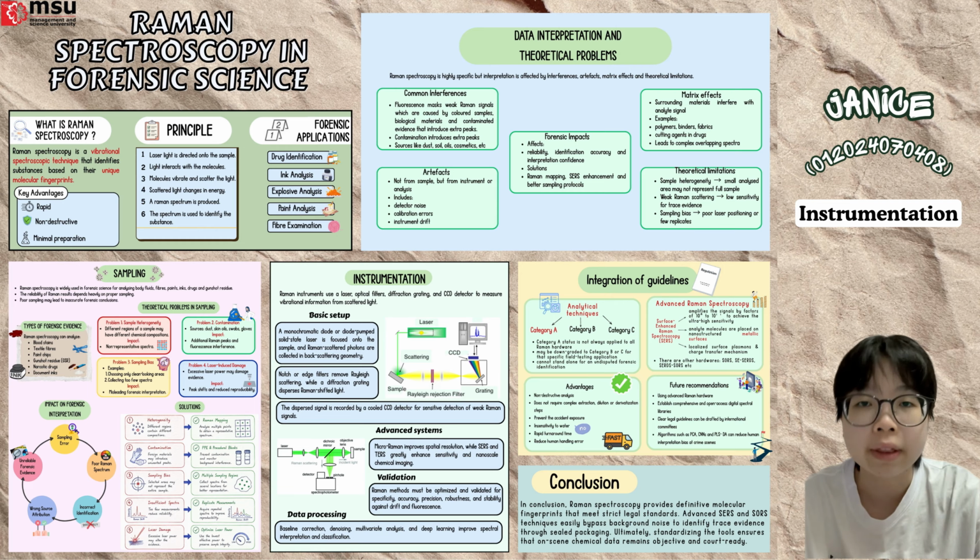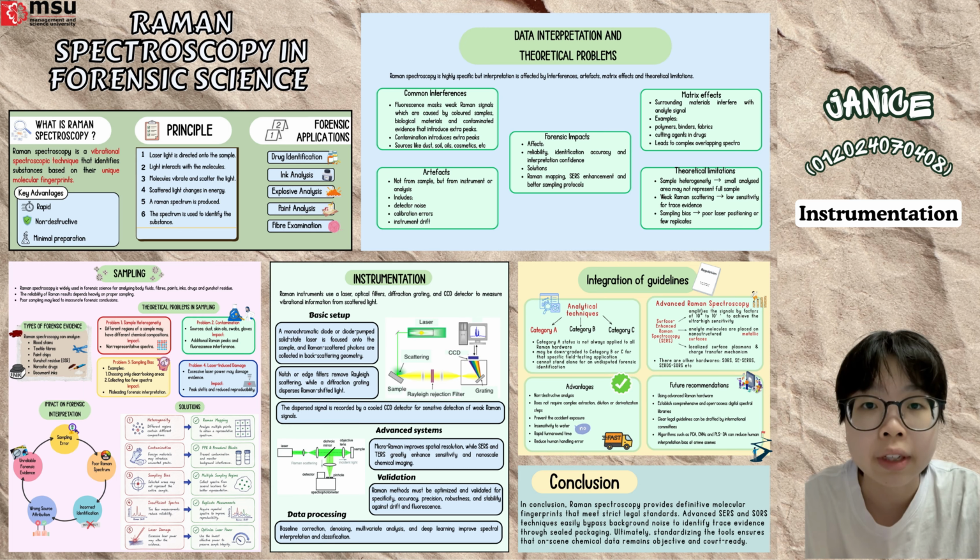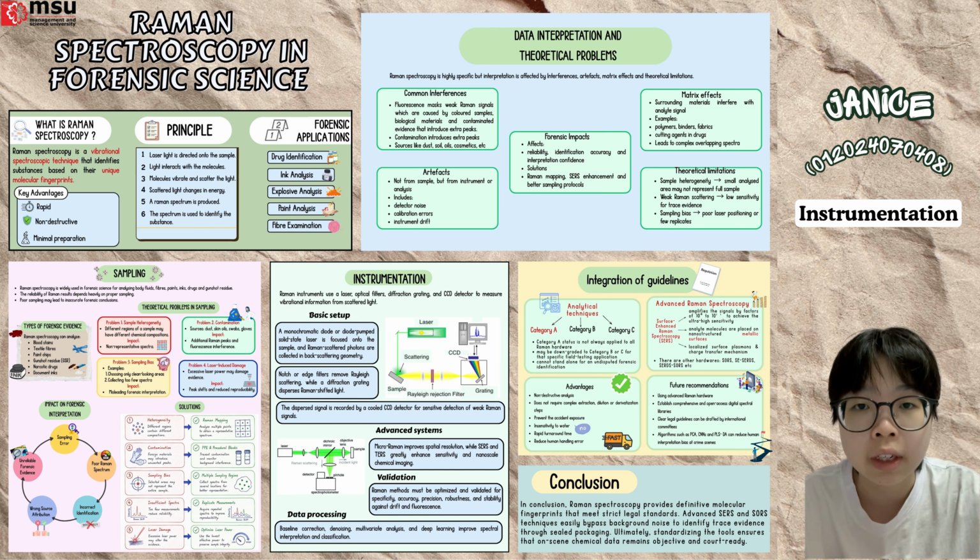When developing a Raman method, important parameters such as excitation wavelength, sampling configuration, laser power, and integration time can affect the balance between signal strength, fluorescent background, and sample damage. For example, near-infrared excitation at around 785 nanometers is commonly used because it reduces fluorescence while still giving acceptable sensitivity.